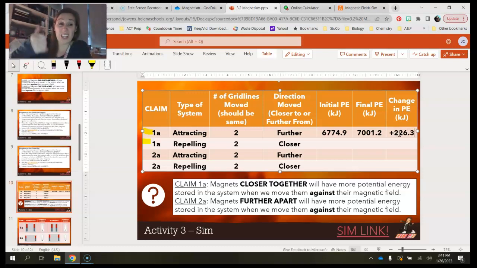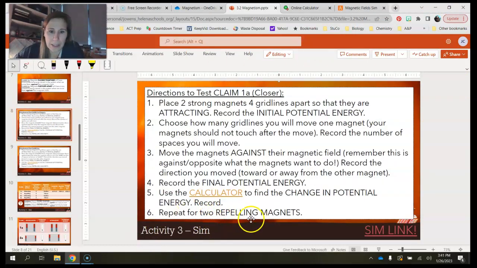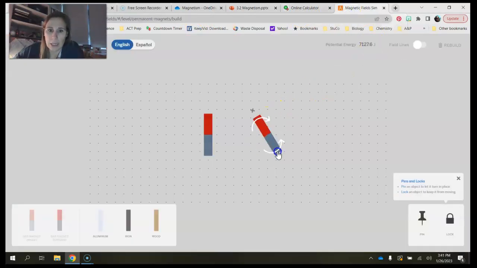If it were a decrease and my potential energy went down, I'm going to do a negative for that to show that it was a decrease in potential energy and that we've lost potential energy in that move. Now what I'm going to do is go back up to my instructions, and it says repeat for the 2 repelling magnets. So I am going to flip my magnet back to a repelling system. I'm going to move them so there's 4 grid lines in between. I'm going to record my initial potential energy, 7561.8.